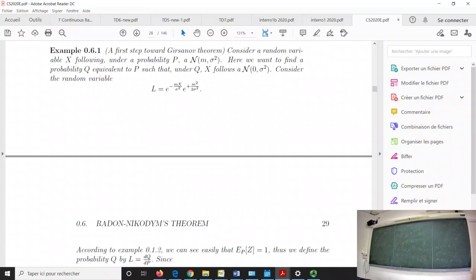So computation, nothing theoretically difficult. If you know the characteristic function of a Gaussian, then you just have to develop a square to do something like this, but it's not complicated. Let's be careful with the computations, but nothing theoretically difficult. And you have to know this one. So it closes chapter 0.